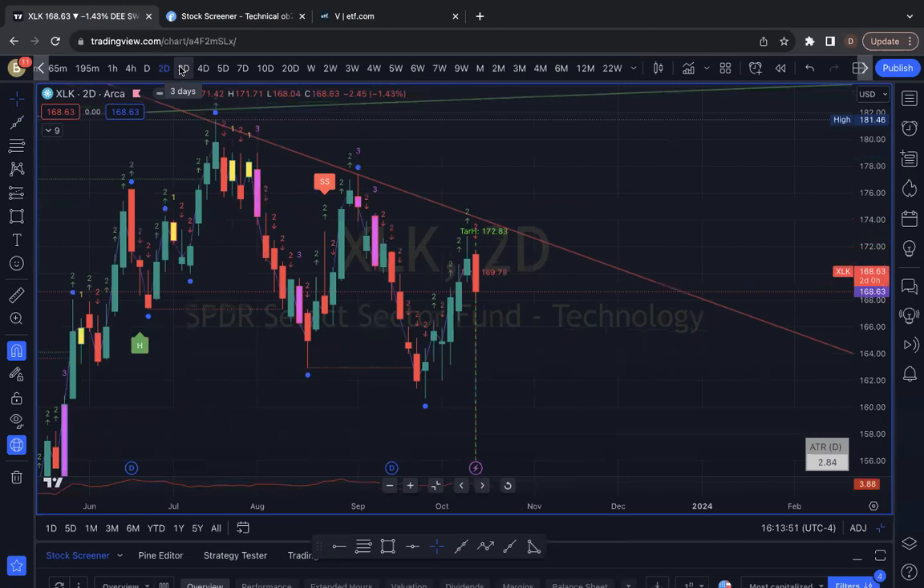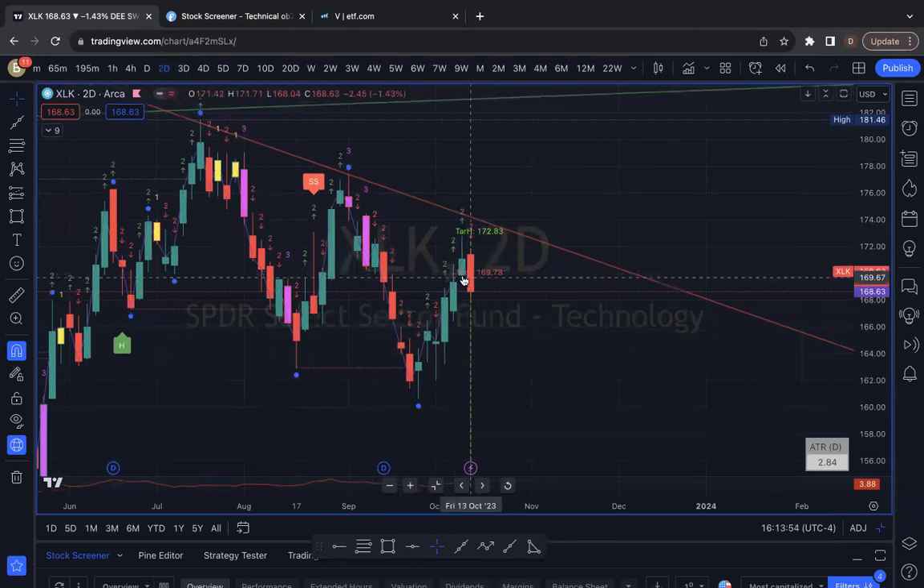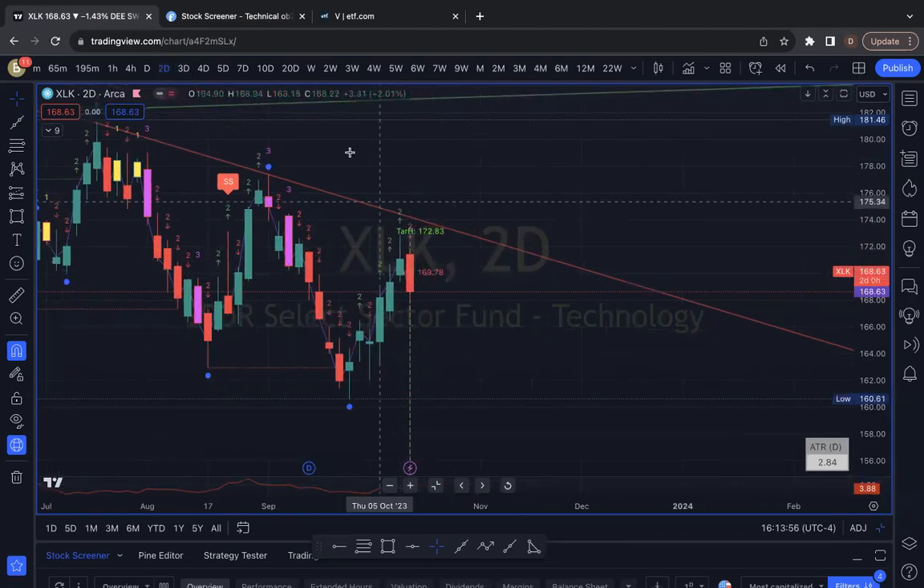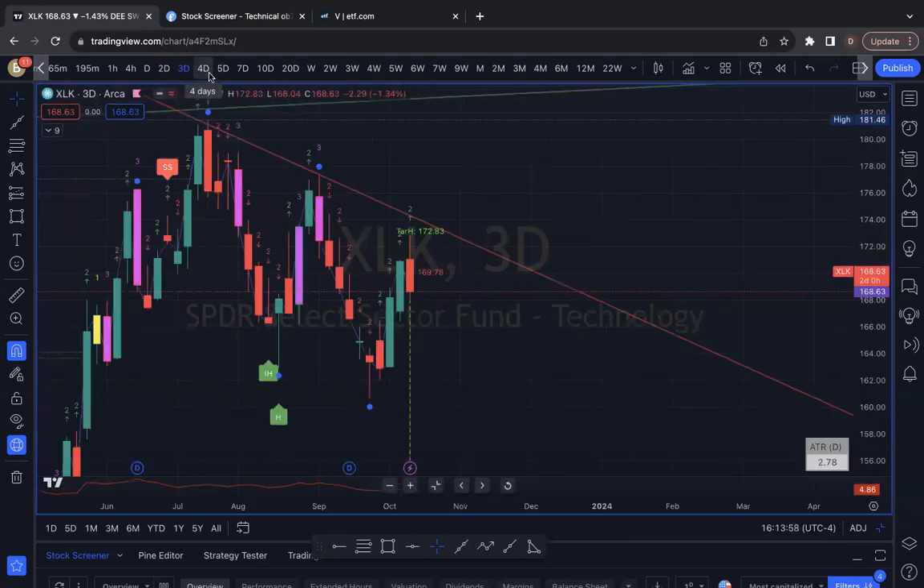What is the 2-day doing? Okay, that looks more like a shooter, right? To me, that looks more like a shooter candle on the 2-day. What is the 3-day doing? Okay, we have a 2-up, a failed 2-up.